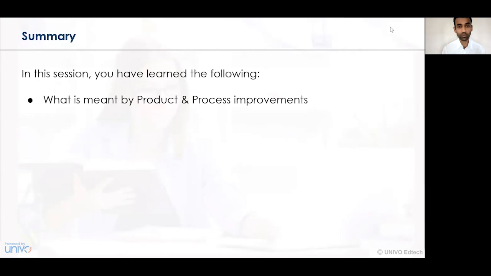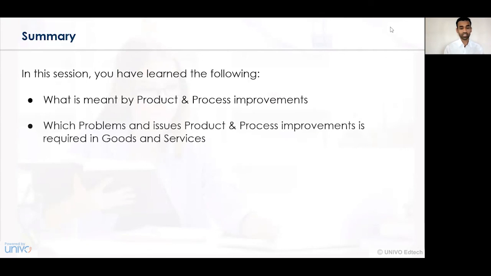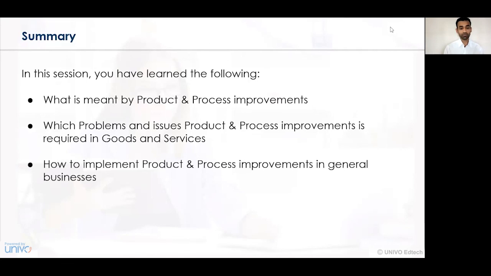Now let's summarize what we have learned in this session. We have understood what we mean by product and process improvements, the various problems and issues associated with the concept of product and process improvements, and lastly, how we implement the concept of product and process improvements in a general business organization.